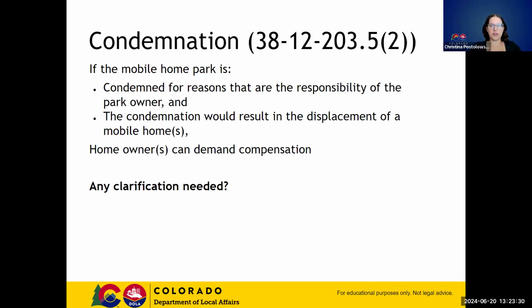What changed with this current bill is there is now language that if a park is condemned, say for reasons that are the responsibility of the park owner, and the condemnation would result in the displacement of mobile homes, homeowners can also demand compensation from the landowner for that. Do you have a question? If there's any clarification needed on this new language around condemnation?